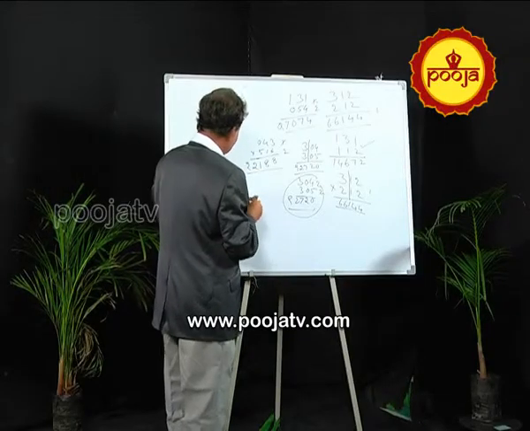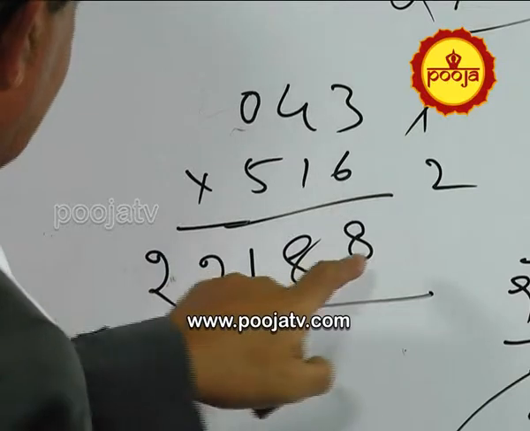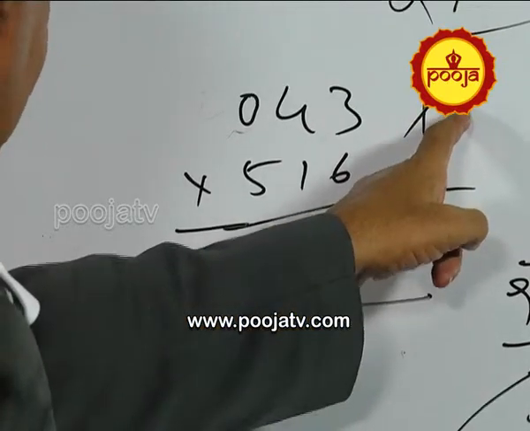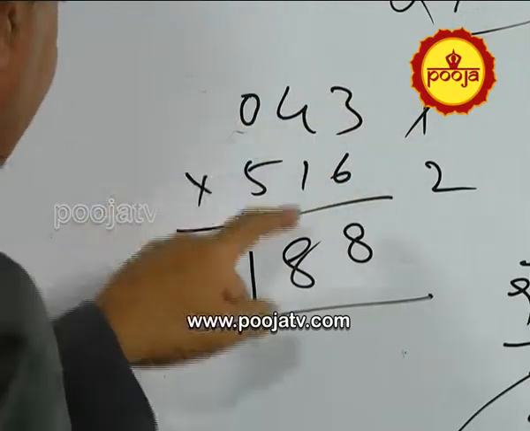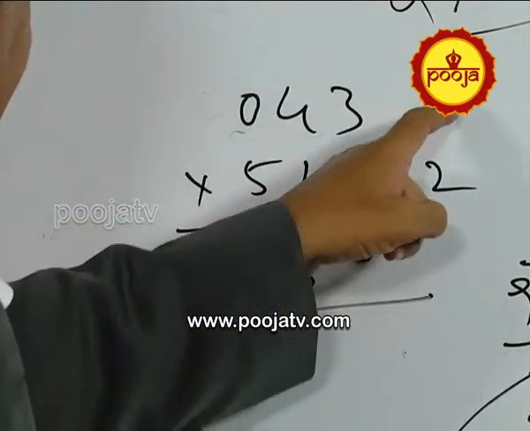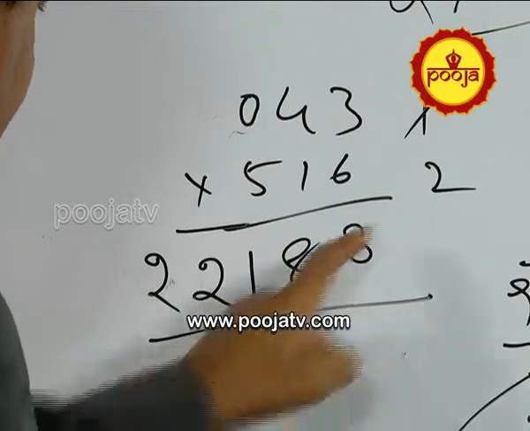I think it is very clear. I will tell you again. 6 into 3 is 18, 8 here, 1 outside. Next 6 into 4 is 24, 1 into 3 is 3, 24 plus 3 is 27 plus 1 is 28, 8 here, 2 outside.